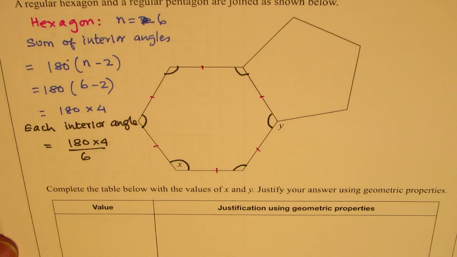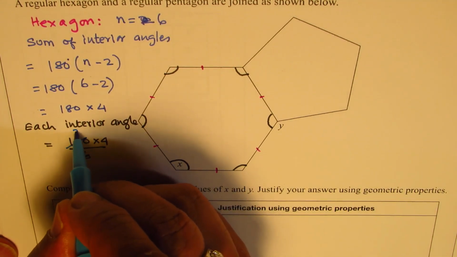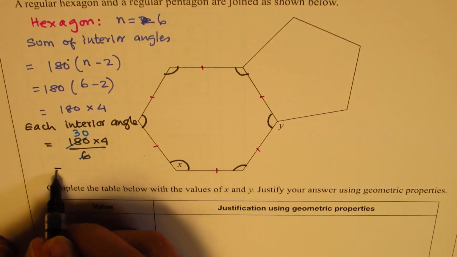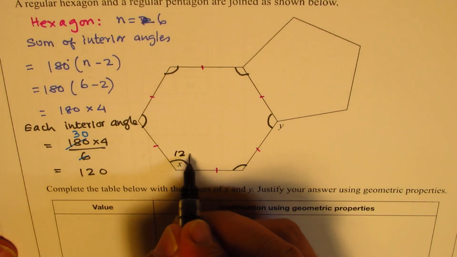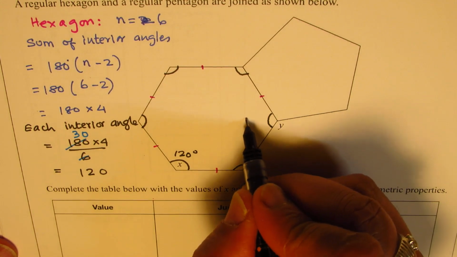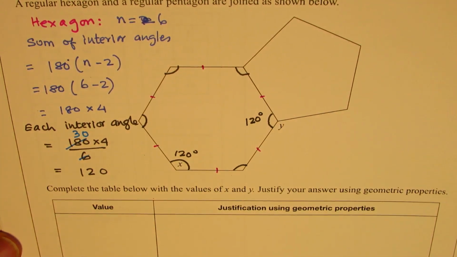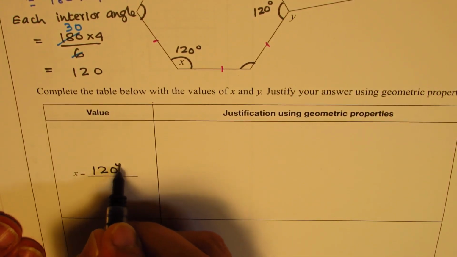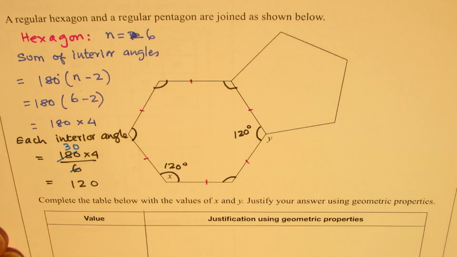So when you divide by 6, you can simplify. 6 goes 30 times in 180, so it is 30. And 30 times 4 gives you 120. So we get x equals 120 degrees, right? So each angle here is 120 degrees. Does it make sense to you? So we can write here that the value of x is 120 degrees. That is the justification I'm going to give.